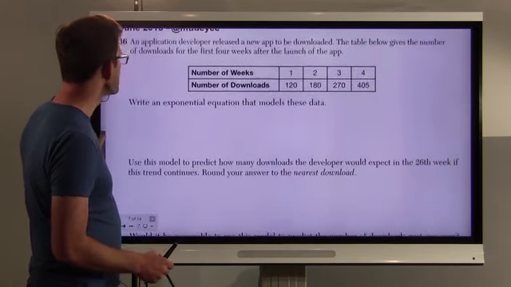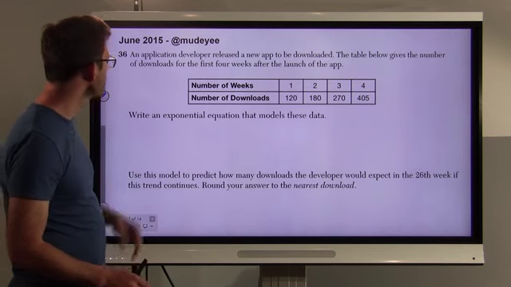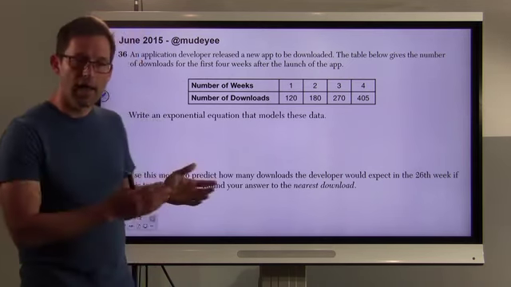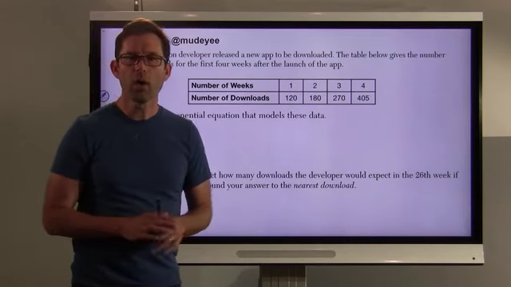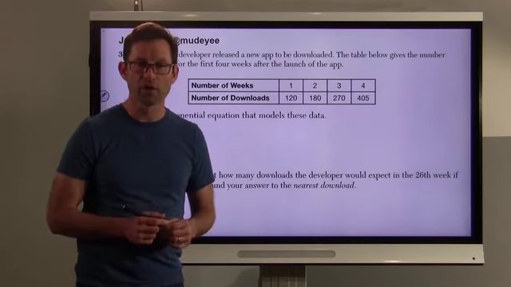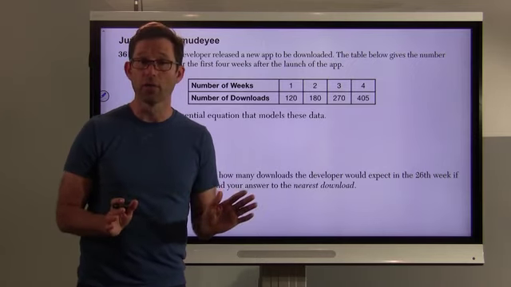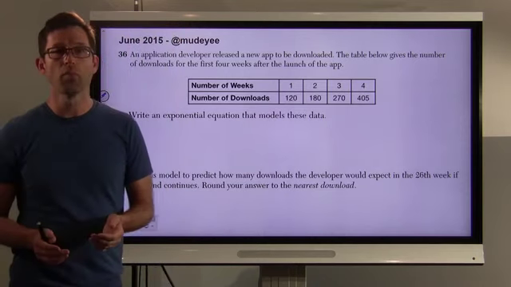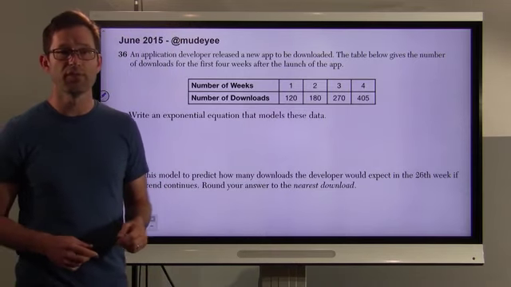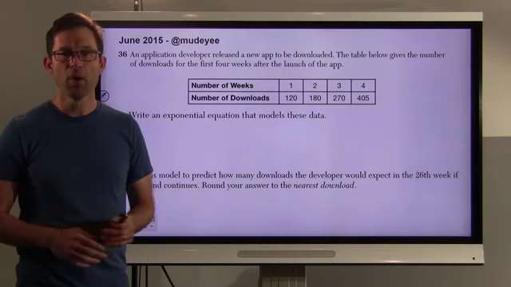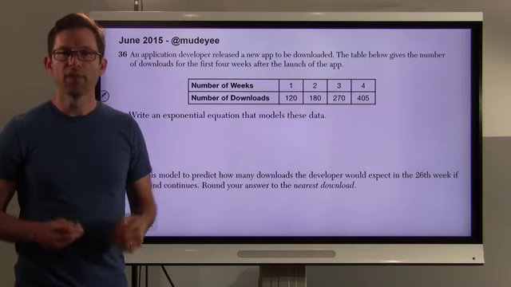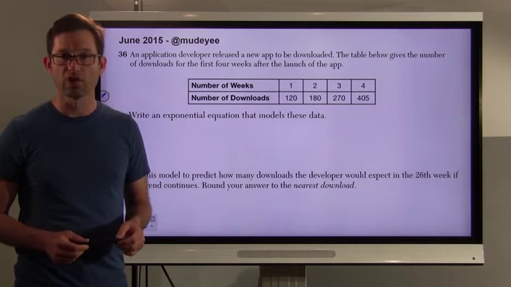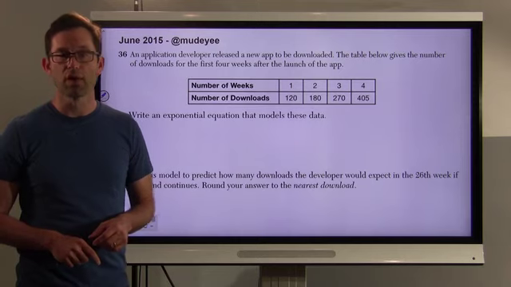Let's look a little bit at this question. A lot of people asked about how do I create an exponential function, or better yet, how do I just find the b value? How do I find that b value if I have a table? In this particular problem, which was number 36 from June of 2015, it says an application developer released a new app to be downloaded. The table below gives the number of downloads for the first 4 weeks after the launch of the app. Write an exponential equation that models these data.